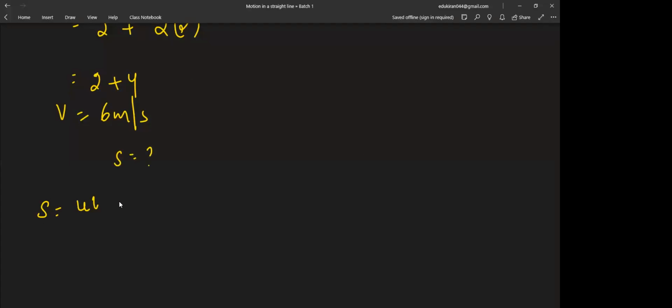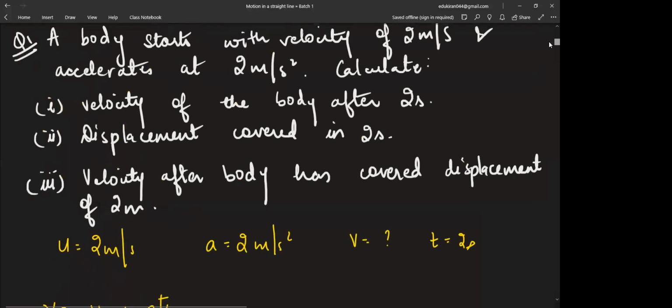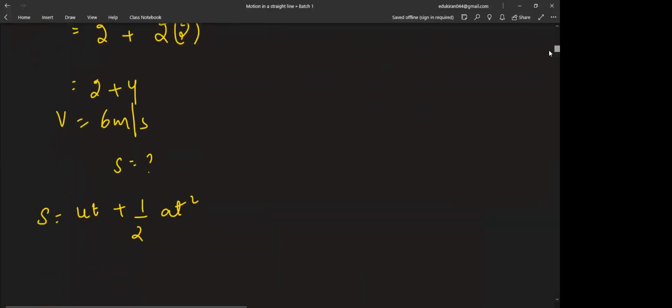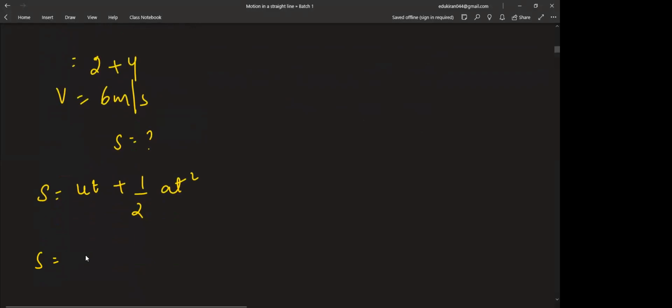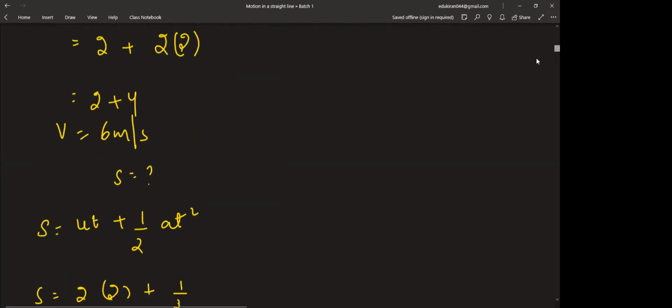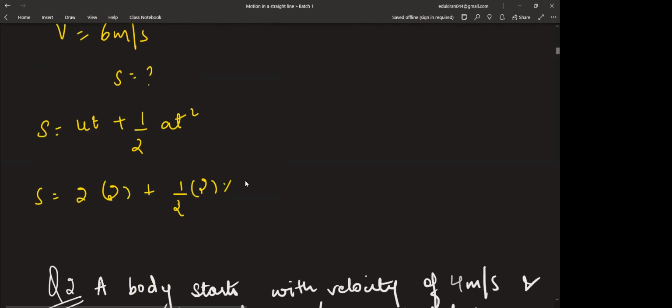Let us use ut plus half at square. Now see what is the initial velocity? It is 2. Time is also 2 seconds plus half into acceleration, which is given as 2, and time is also given as 2 into 2. So this becomes 4 plus 4, which is equal to 8 meters, right?